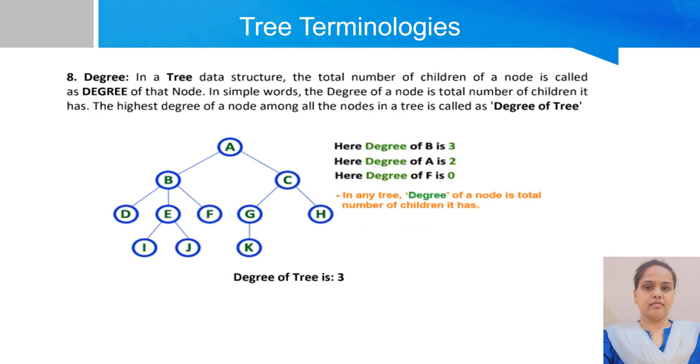Degree. The number of children of a node is called its degree. Degree of tree is equal to the highest degree of any node. Here degree of B is 3 and degree of A is 2. Here degree of F is 0. In any tree, degree of a node is the total number of children it has. If we want to know the degree of the tree, the highest degree of a node among all the nodes in a tree is called the degree of the tree. Here, degree of tree is 3.